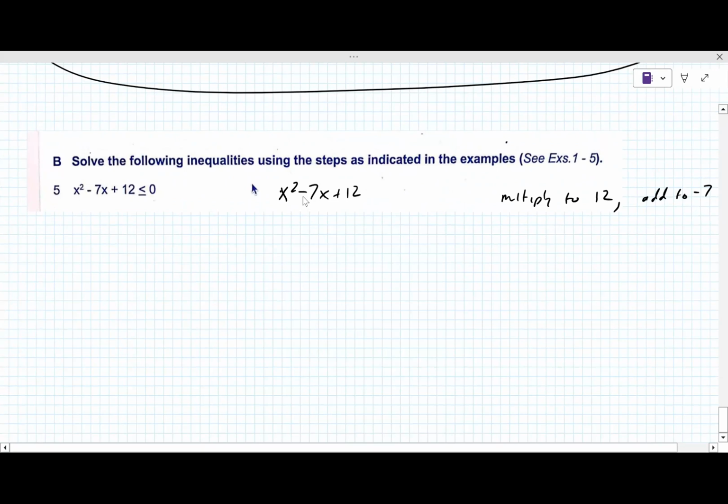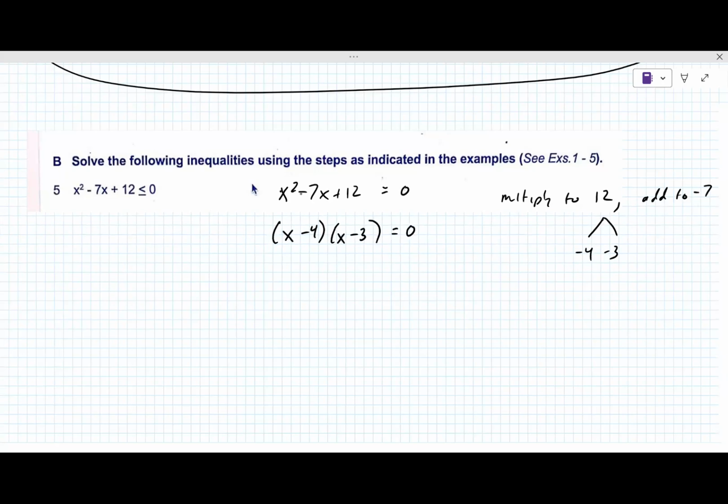So what I'm thinking could work for 12 would be -4 and -3. You are correct. And that's what you write here. You write x minus 4, x minus 3, and you set it equal to 0. That would be x is 4 and 3. That's it.